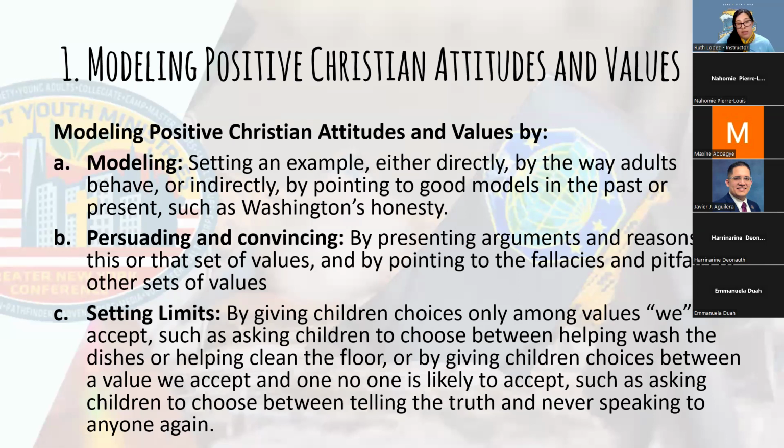C, setting limits. We need to give children choices only among values that we accept. Democracy is good, but there's a certain level of democracy that we can bring. We cannot tell them, oh, we will do today whatever you want to do. No, we have to give them choices. For instance, we can ask children to choose between helping wash the dishes or helping clean the floor, or by giving children choices between a value we accept and one no one will like to accept. So we can give a set of limited options.